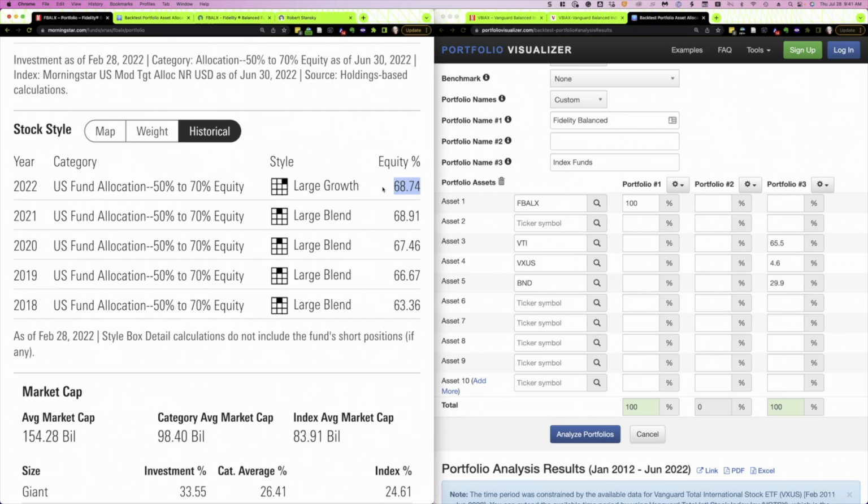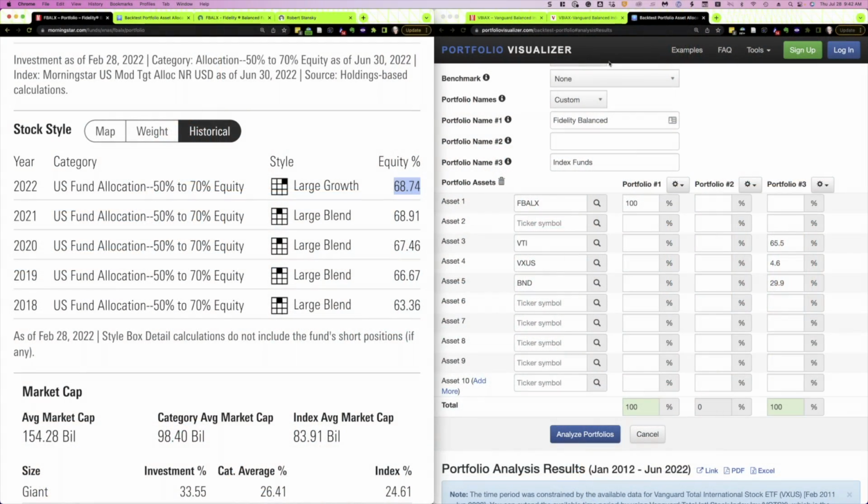Actually, I did some more research on this, mainly from Morningstar. It turns out that the equity allocation in the Fidelity Fund tends to change over about a 10 percentage point range. It's been as high as 72% just a few months ago at the end of 21, and it gets as low as we've seen into the low 60s. So it changes dramatically over time, and that presents a problem.